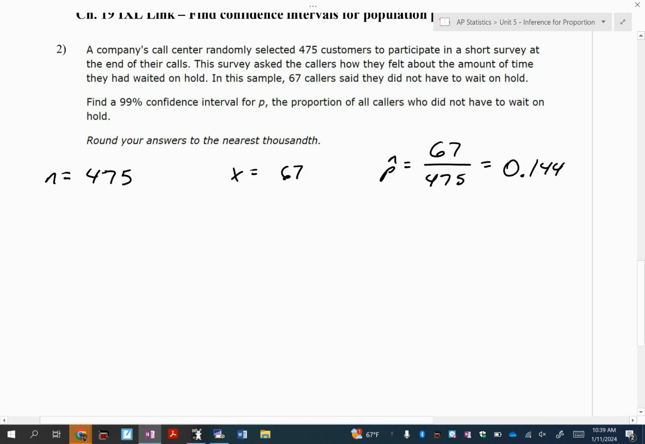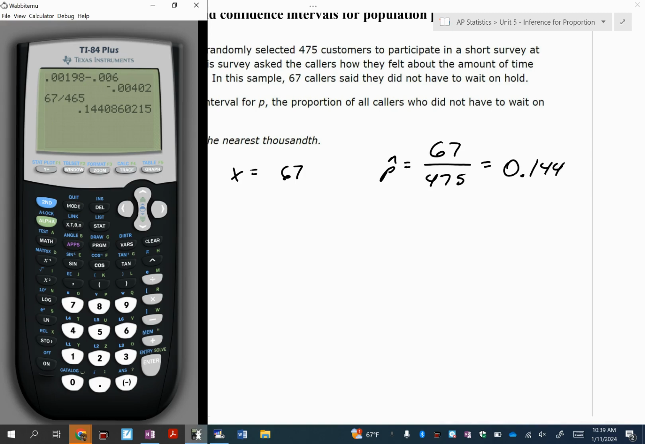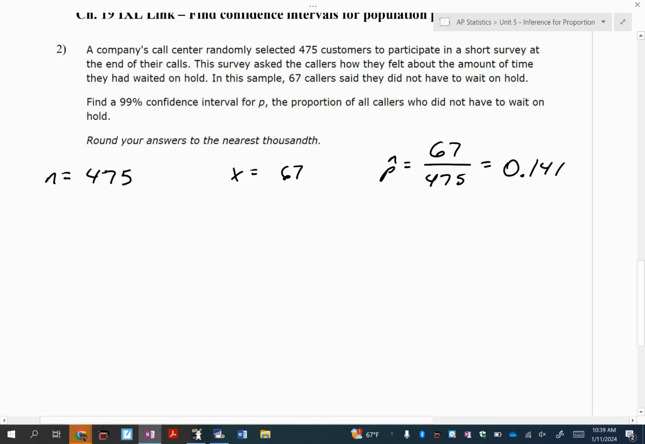Right, so again, did I just round that? Oh, I did it wrong. I'm sorry, Taylor. My bad. Pushing buttons is hard. 0.141. What I'm going to say is it still applies.